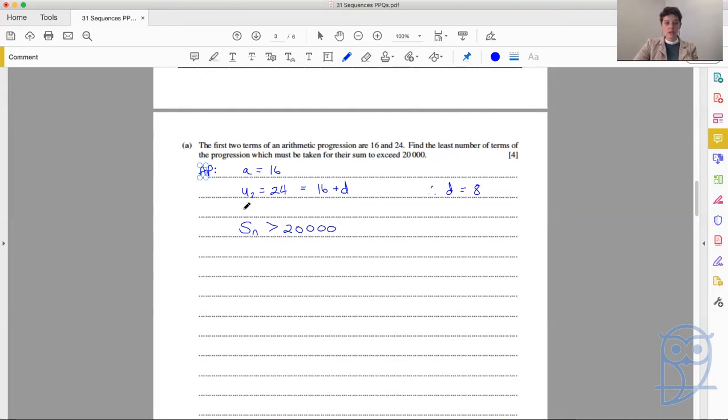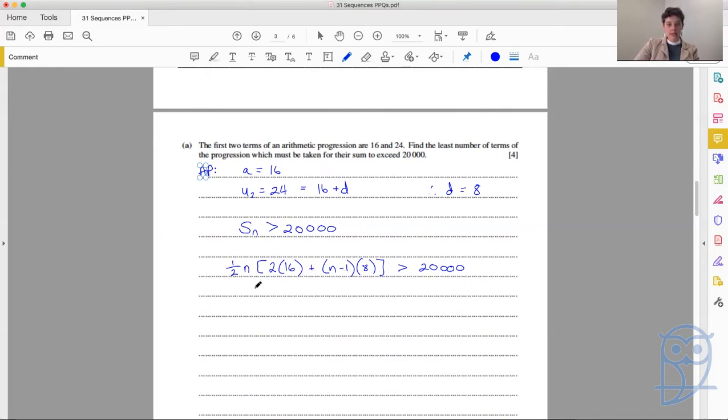So we can then never leave things as an Sn. So it would be 1/2 n, 2a, well in this case a is 16, 2a plus n minus 1, nothing we can do with it, times d, is greater than 20,000. And you see here now, we've gone straight to just one variable, and it's an n. So it's not a traditional question, but it behaves and responds to exactly the same method.